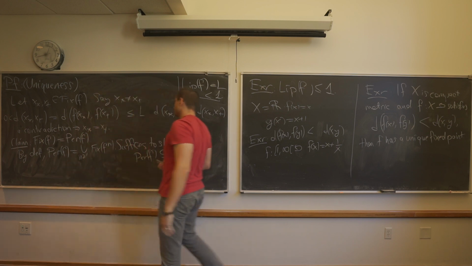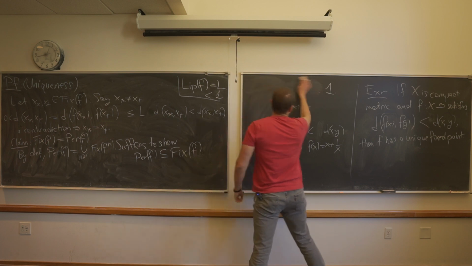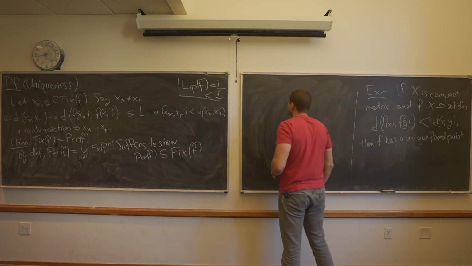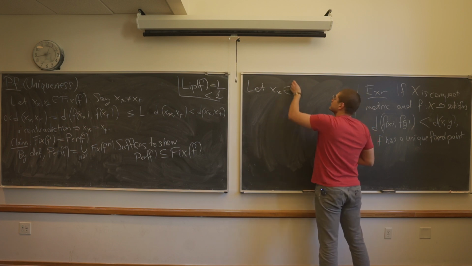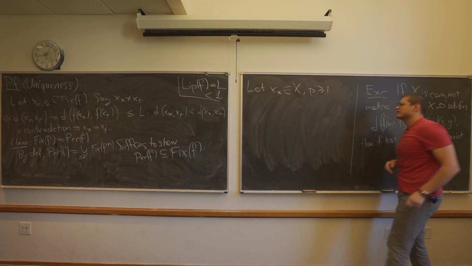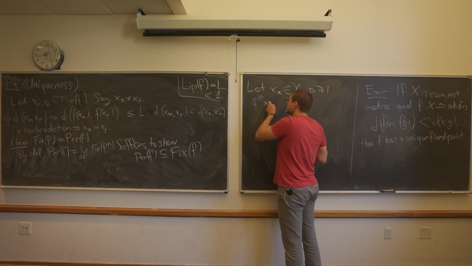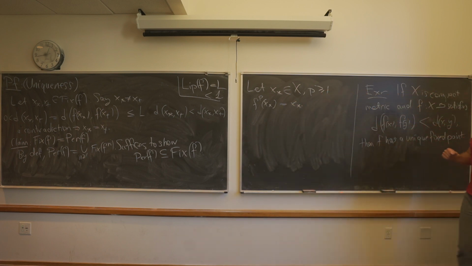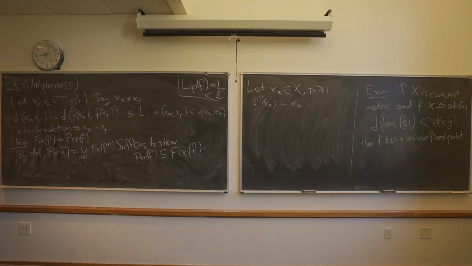Okay, so let x star be a periodic point of f. Let p be a number such that f to the p of x star is x star. So x star, I'm saying, is a periodic point. I want to show that, in fact, in one time, x star returns to itself.